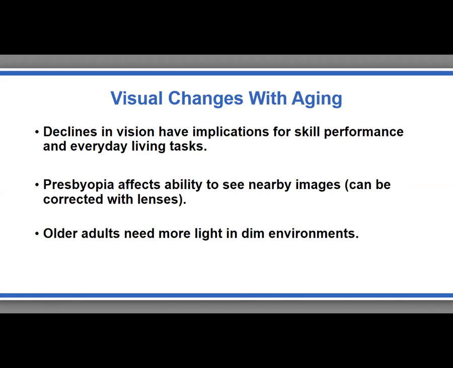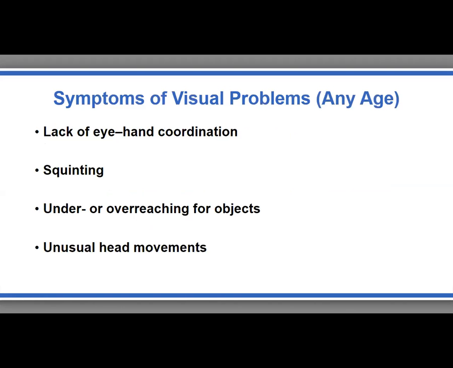Presbyopia affects ability to see nearby images and can be corrected with lenses. Older adults need more light in dim environments as well. They start to lose their ability to see, not necessarily night vision as much, although that diminishes quite a bit as well. But even in lower lighted areas, their eyes don't adjust as well to accommodate for better vision. Symptoms of visual problems at any age: lack of eye-hand coordination, squinting, under or overreaching for objects, and unusual head movements, trying to pick things up and see things, right?